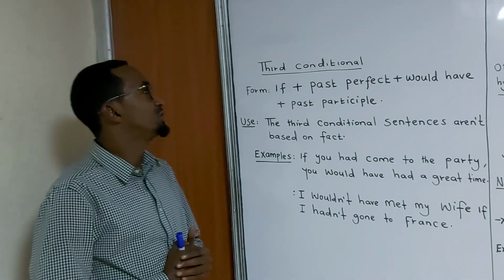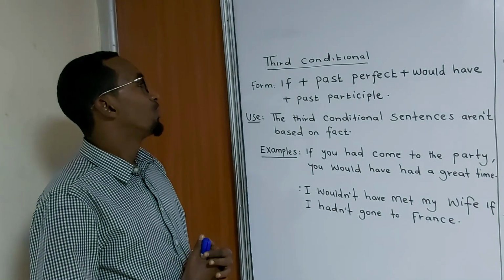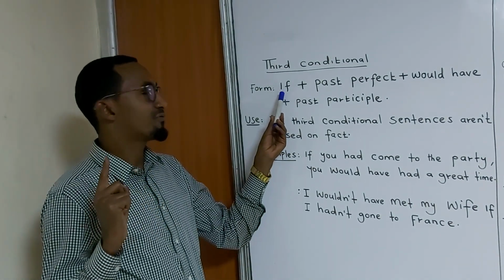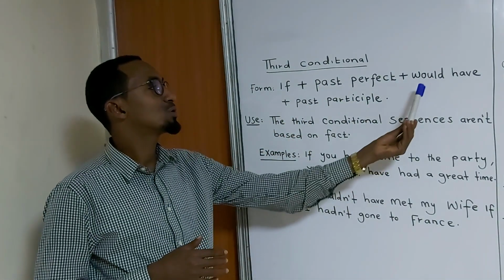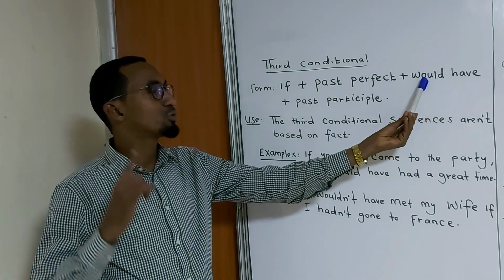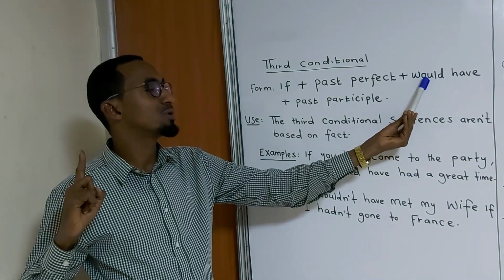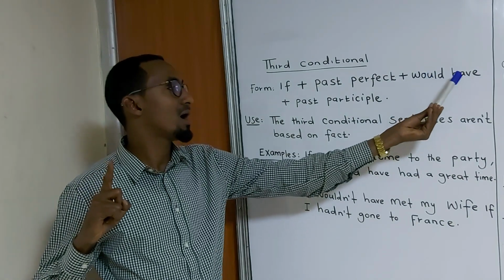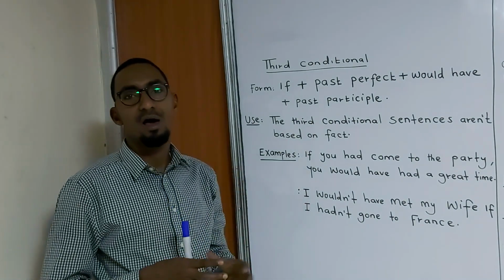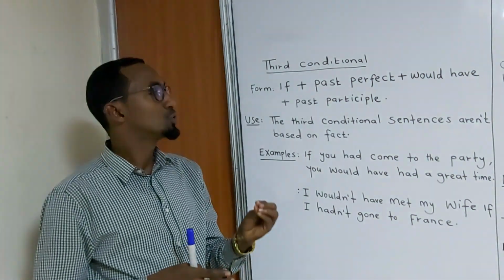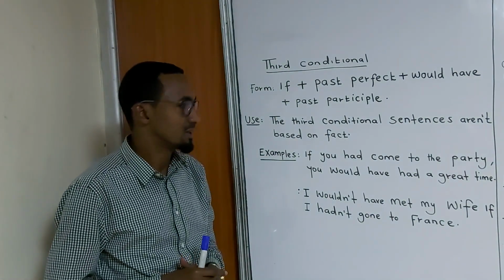When we want to form the third conditional, we use if plus past perfect plus would have. I want to repeat again, as I said previously, when we pronounce this, we say would have plus past participle. This is the formula that one should follow if they want to make a third conditional sentence.